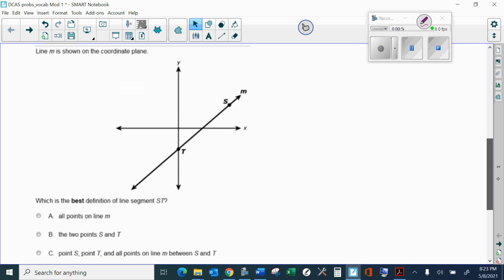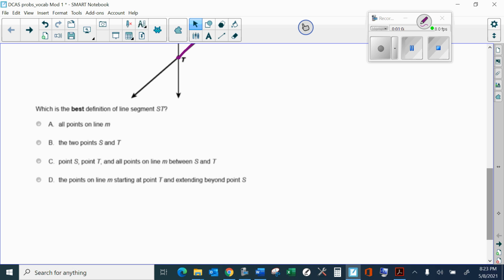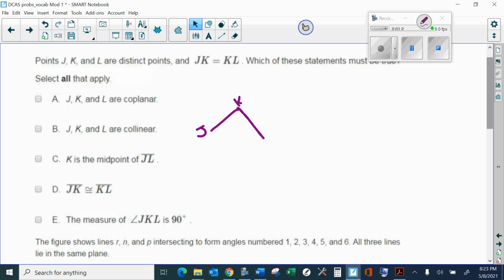Next. What's the best definition of line segment ST? It includes the points S and T and everything in between, all the points in between. Okay, distinct points means they don't overlap, they're not the same point. JK, the length of JK equals KL. So let's say that's JK, and that happens to be KL. That means those are congruent, which must be true.